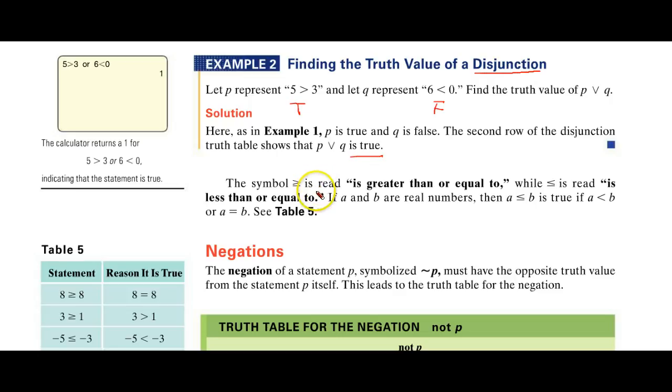Now, they're introducing these symbols here. The symbol greater than or equal to is read that way, while this symbol less than or equal to is read that way. And if A and B are real numbers, we're saying A is less than or equal to B. That is, A is less than B, or A equals B. And we'll take a look at this table.